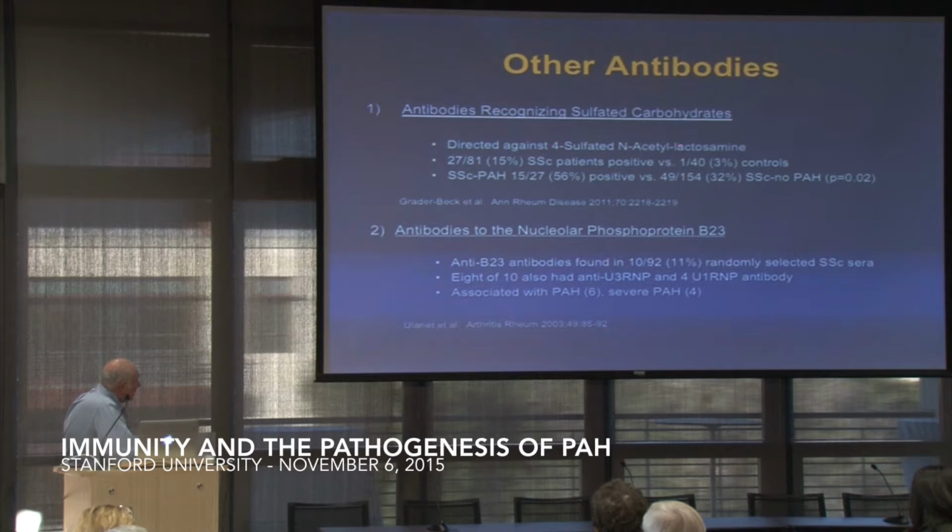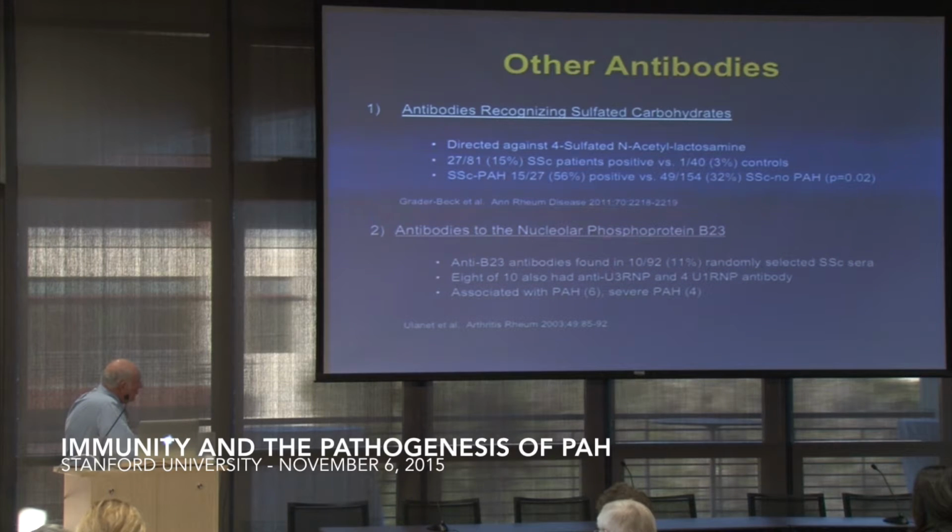Antibodies directed against 4-sulfated N-acetyl lactosamine were looked at. 15% of scleroderma patients had these antibodies compared to only 1 of 40 controls, and pulmonary hypertension was disproportionately frequent in those with those antibodies compared to those without.